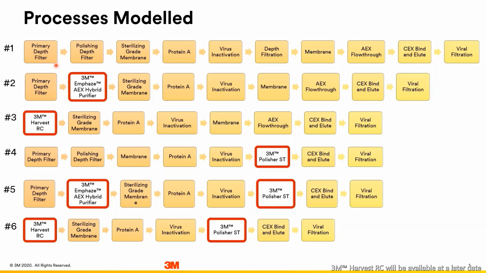In process 2, we looked at swapping out the polishing depth filter for the M-phase AEX hybrid purifier, which is a chromatographic clarification device that is able to deal with soluble and insoluble impurities. So this is removing cellular debris and also host cell protein, and primarily, in fact, host cell DNA. And this has a number of impacts on the process.